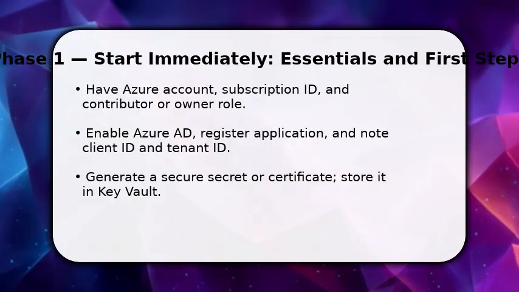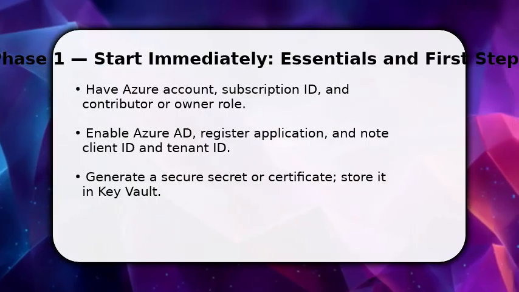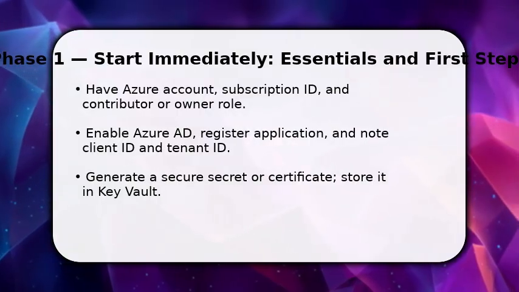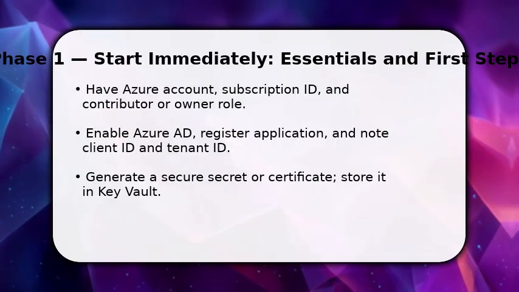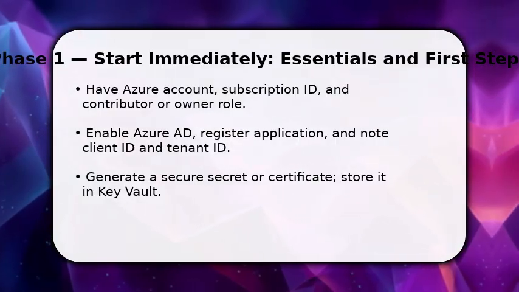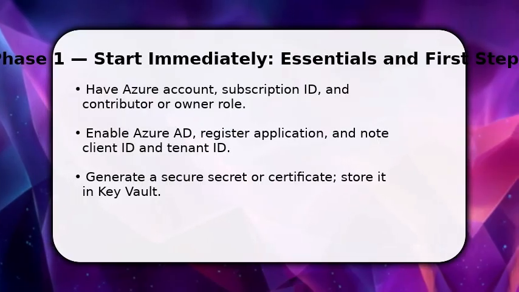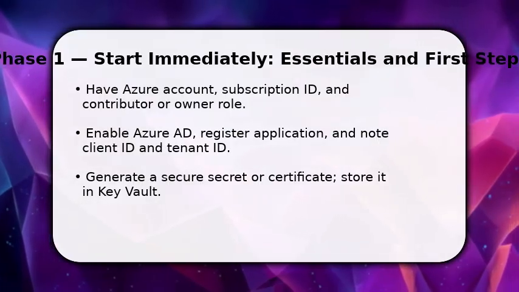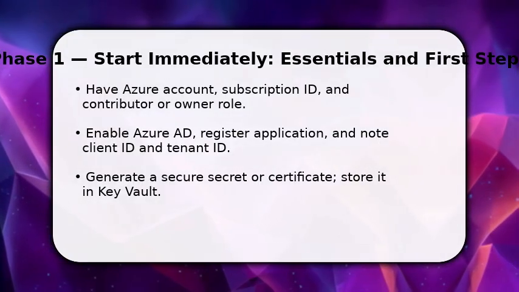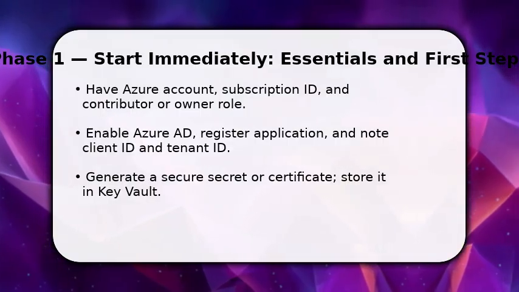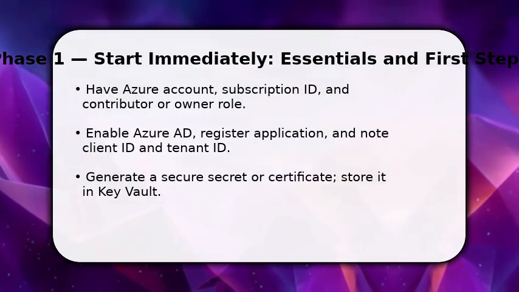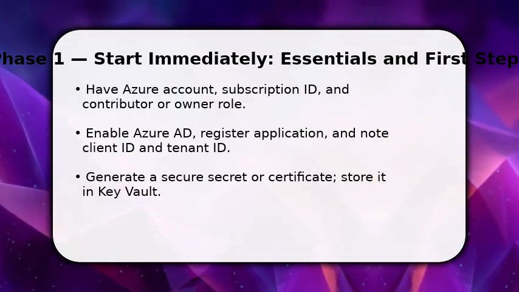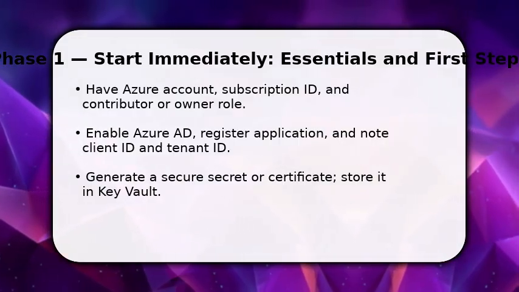You start by confirming prerequisites: an Azure subscription, Azure AD tenant, and app registration. These give you the identity for latch codes. Once you register the app, create a client secret or upload a certificate, and record the client ID and tenant ID. Make sure to enable required API permissions for authentication. Store secrets in Key Vault for security.